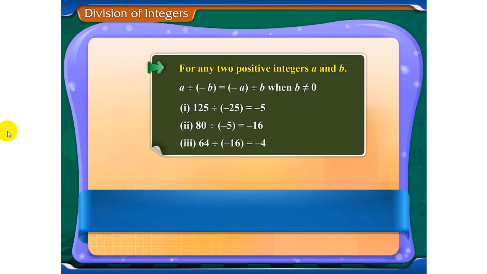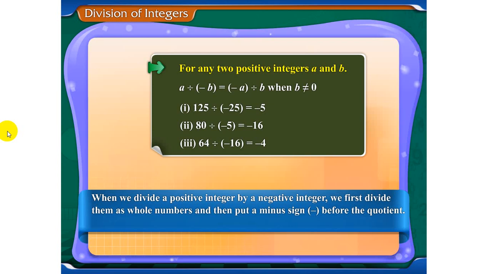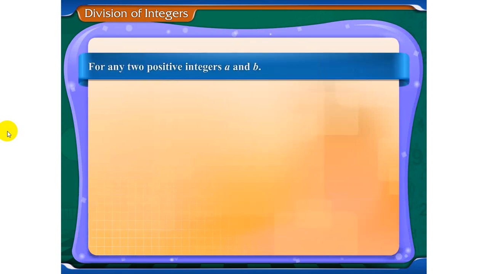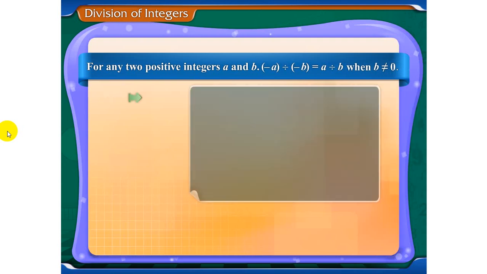We observe that when we divide a positive integer by a negative integer, we first divide them as whole numbers and then put a minus sign before the quotient. Therefore, we get a negative integer. So, in general, for any 2 positive integers, a and b, minus a divided by minus b is equal to a divided by b when b is not equal to 0.